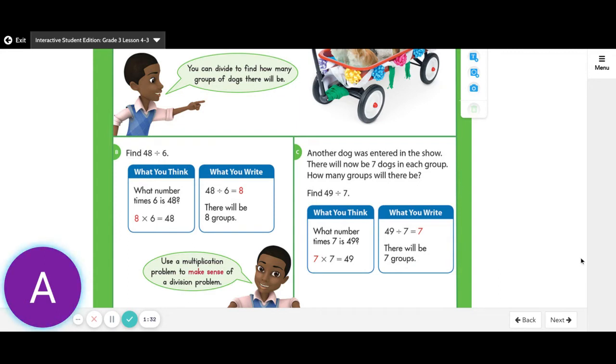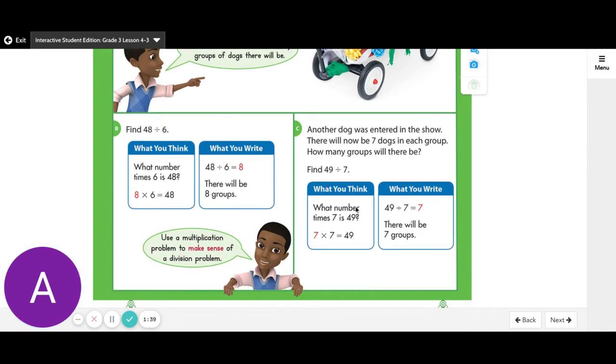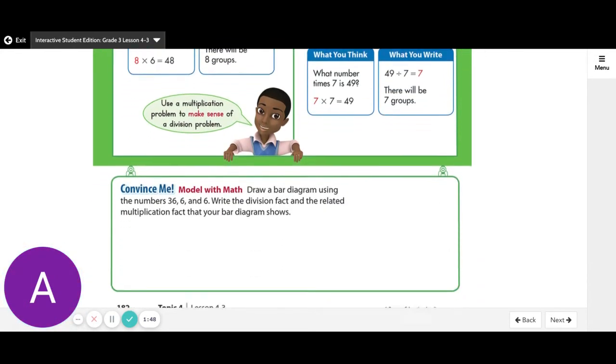Another dog was entered in the show. There will now be 7 dogs in each group. How many groups will there be? So now our division problem is 49 divided by 7. So I think, what number times 7 is 49? Well, I know 7 times 7 is 49. So 49 divided by 7 would give us 7. There will be 7 groups.